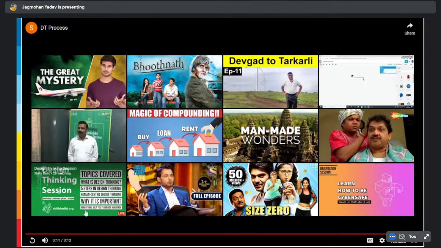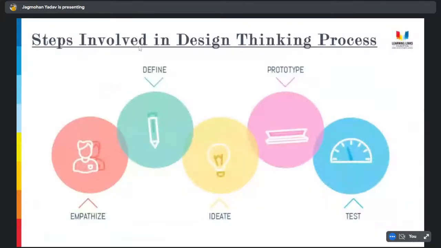Okay, so this is exactly what design thinking is. Here we have seen the 5 steps of design thinking: empathize, define, ideate, prototype, and test. With these 5 steps, we are able to develop a solution to a problem. So these are the 5 steps to solve a problem. In general, we can say this is the process to solve a problem by using design thinking principles.